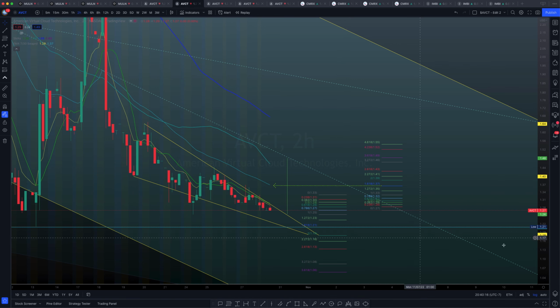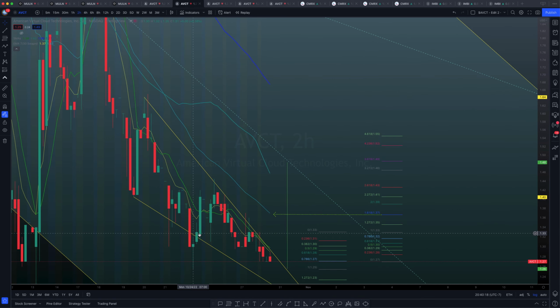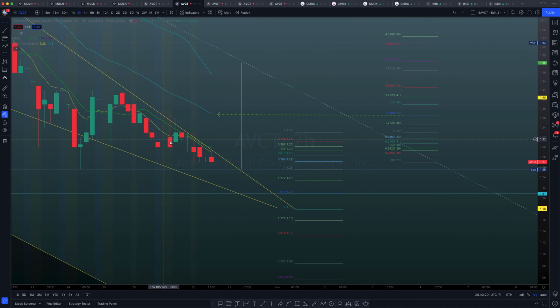A couple things to look at right here is that we are facing some resistance. You can see the candle actually touched right at the 7-day exponential moving average right here, which is also confluent with our triangle resistance right on top. And the 10-day simple moving average is also guiding us towards the downside.